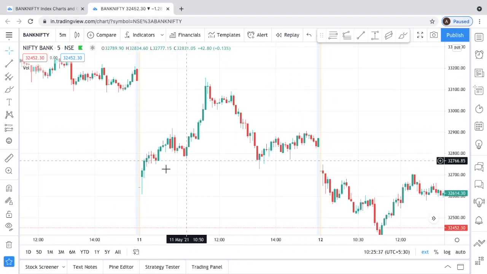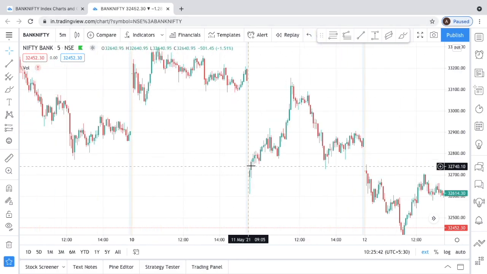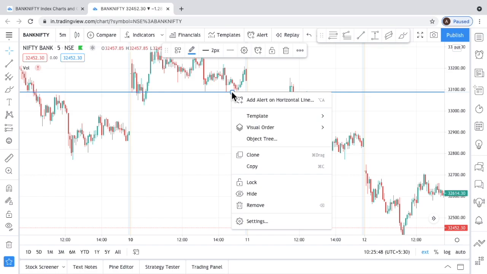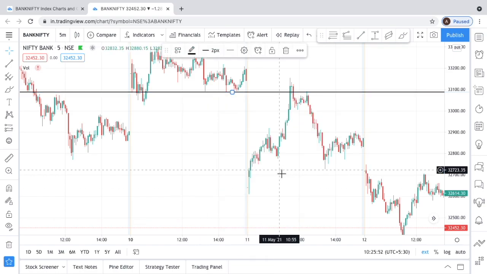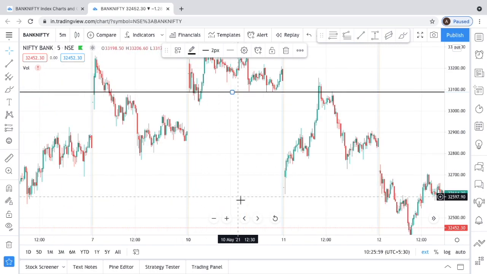Now coming to the previous day on May 11, what happened? See, we had a huge gap down, right? This is where I expected the market to reverse. Okay, see, we gapped up. Okay, we actually went long here on this day.